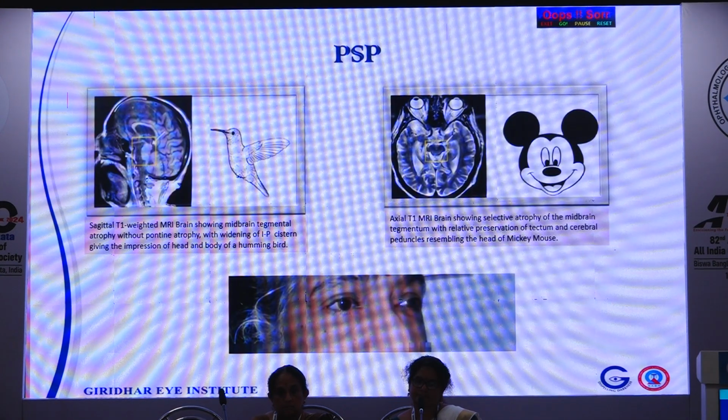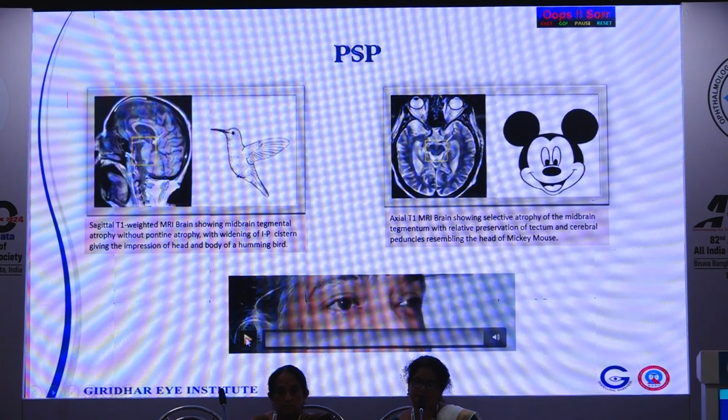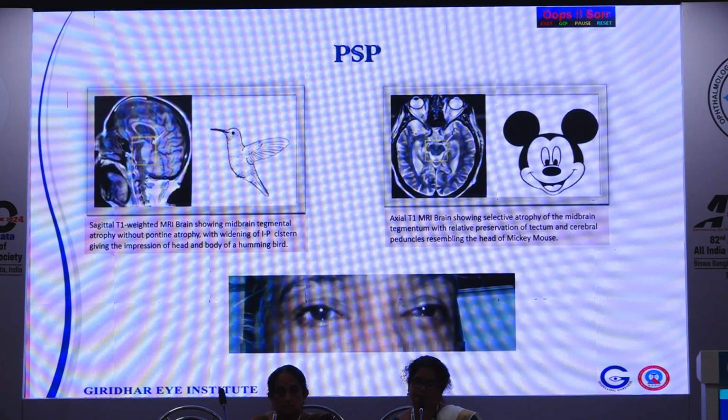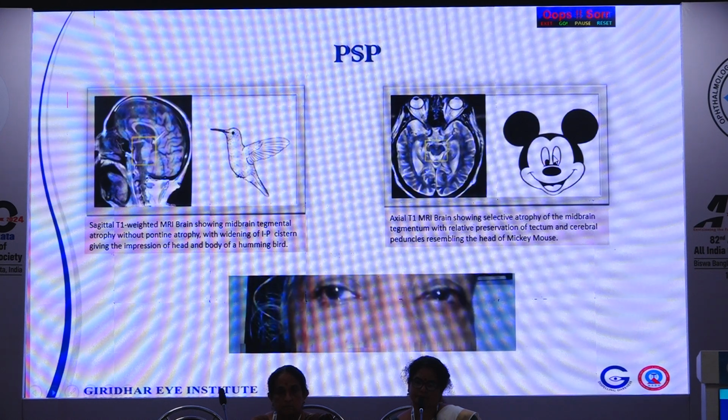and you may be the one who might distinguish PSP from Parkinson's, because in Parkinson's disease they don't have downgaze problems, whereas here you can see this lady has PSP, which is a much worse form of Parkinson's disease with downgaze difficulty, and this MRI will show a hummingbird sign or a Mickey Mouse sign.